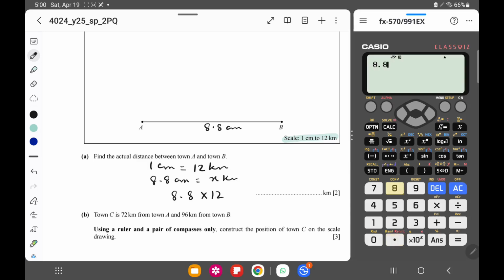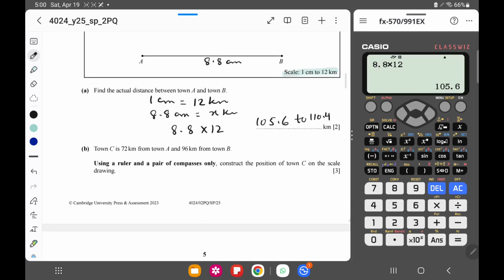So 8.8 times 12 is equal to 105.6 kilometers. In the marking scheme, it is 105.6 to 110.4. If your answer is lying in between, then it's okay. You'll get the marks for that.